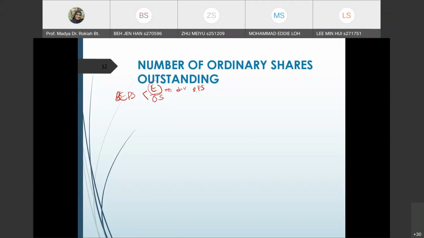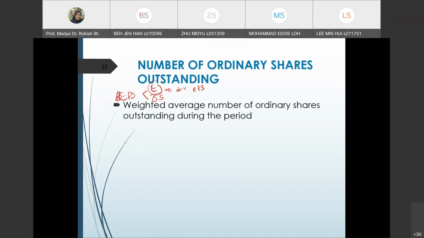The other item that we need to consider here is the number of ordinary shares. For the number of ordinary shares, we are using a weighted average number. So, the weighted average number of shares outstanding during the year. Outstanding means available during that year. Weighted average here, because we need to proportion with the period. So that's why we are using the weighted average. Later I'm going to look at an example about this one.